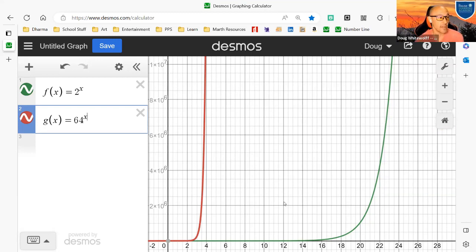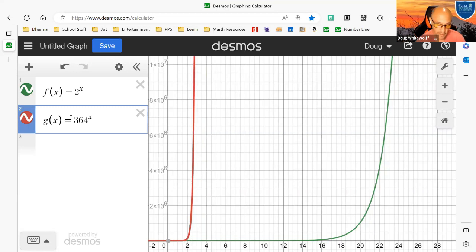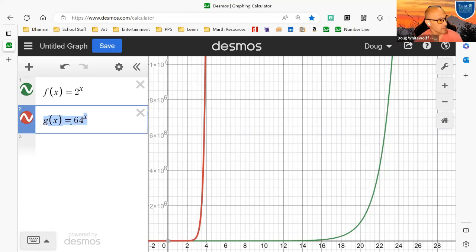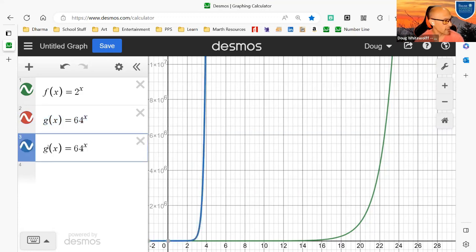Now, if I put in a 3 times 64 to the x, is it going to change it a whole bunch or just a little? What do you think? Yeah, it's just going to change it very little. Let's do this. Let's copy this, and we're going to change it to h of x. So we have a new function and put in 3 times that. And look, it really barely even looks any different.